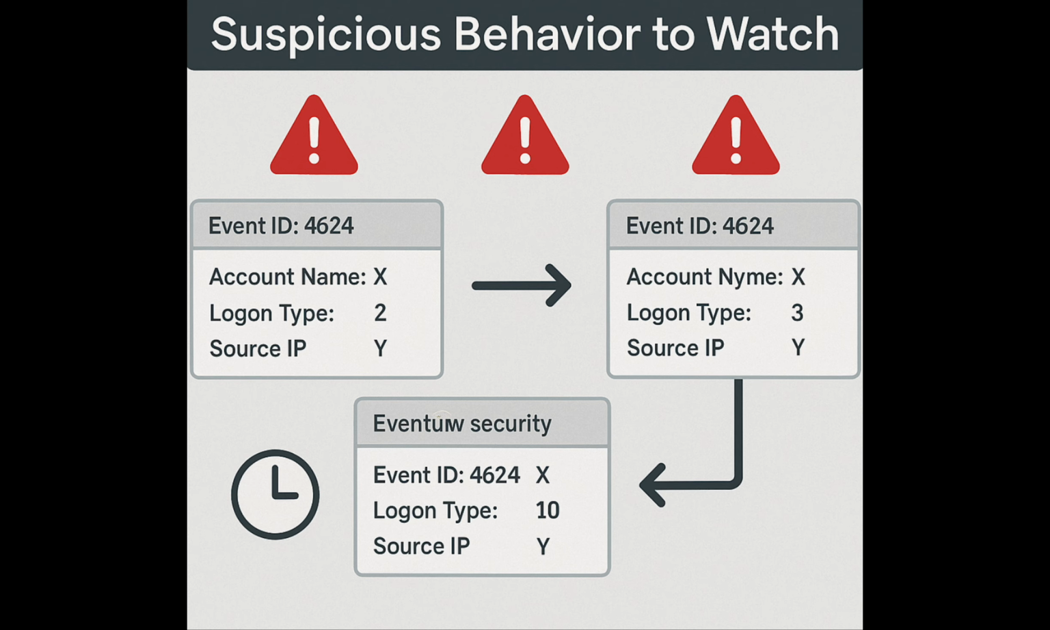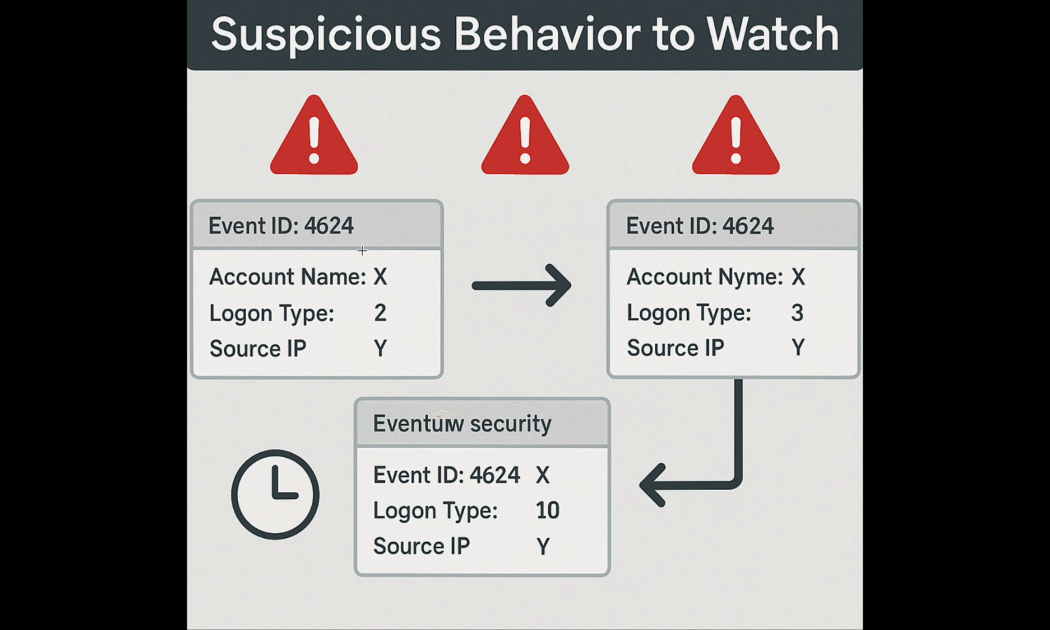We have this suspicious behavior to watch. We are looking at 3 different logon events here. All share the same event ID, 4624, which indicates a successful login to a Windows system. But what makes this suspicious? Let's break it down. Moving on to the first session on your left, which is logon type 2 from source IP Y using account name X.